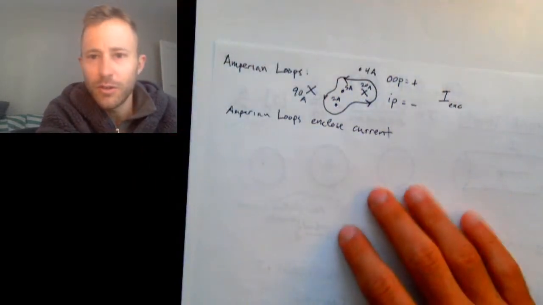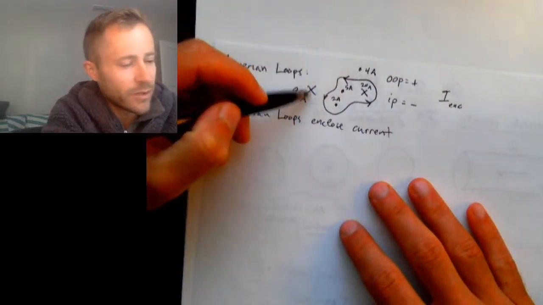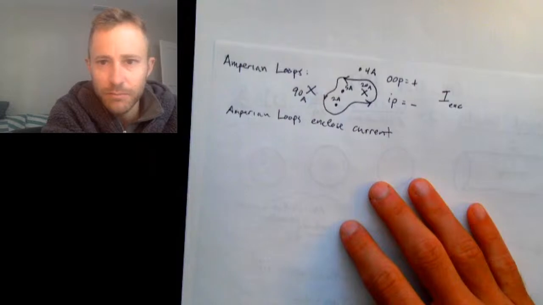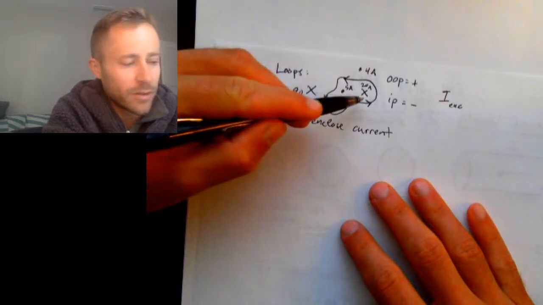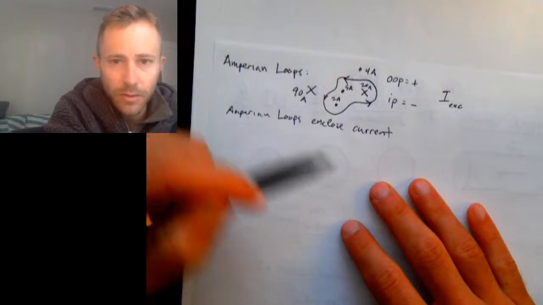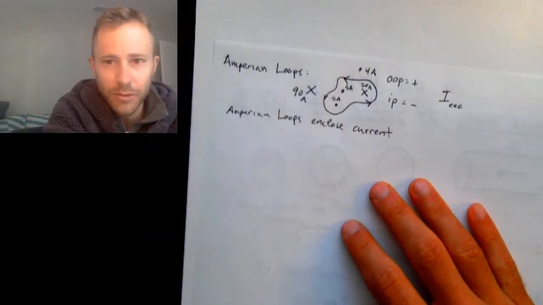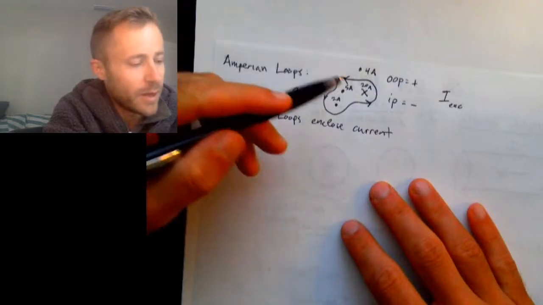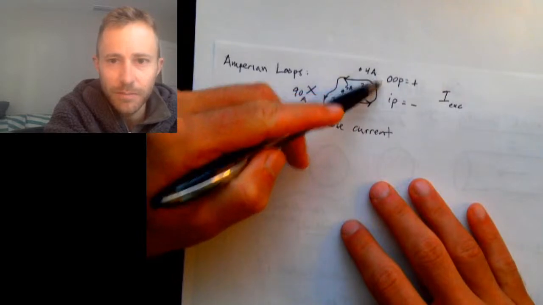I sub enclosed, so we don't care about the currents that are outside the lasso. Okay? We only care about the currents that actually pass through the Amperian loop. And so these 3 are the ones that pass through the Amperian loop. And then we count them according to the sign convention here.